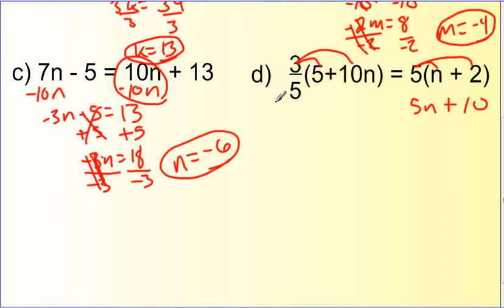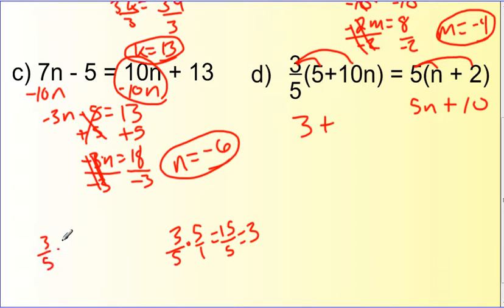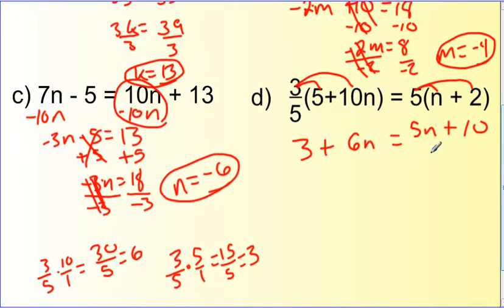So this times this gives you, if you want to do your math off to the side, 3/5 times 5 over 1. 3 times 5 is 15. 5 times 1 is 5. 15 divided by 5 is 3. 3/5 times 10 over 1. 3 times 10 is 30. 5 times 1 is 5. 30 divided by 5 is 6. So this is my math of what I'm doing with this fraction here.